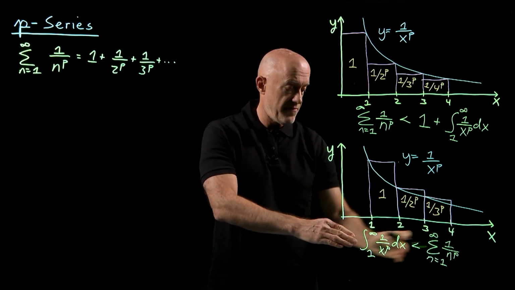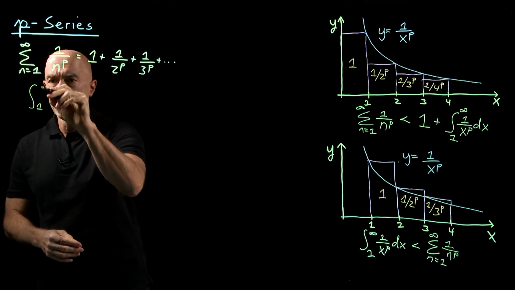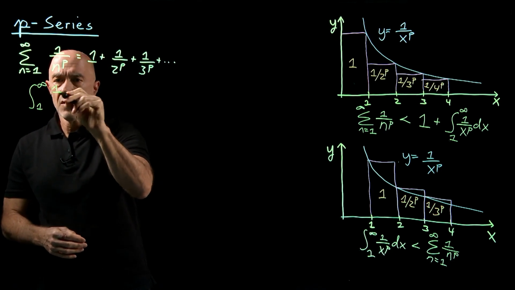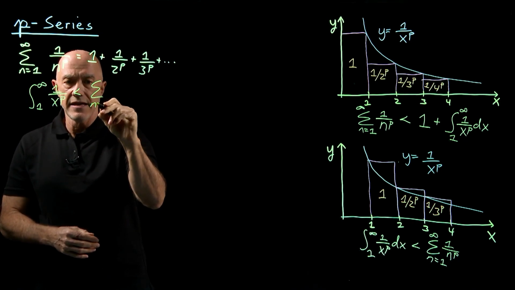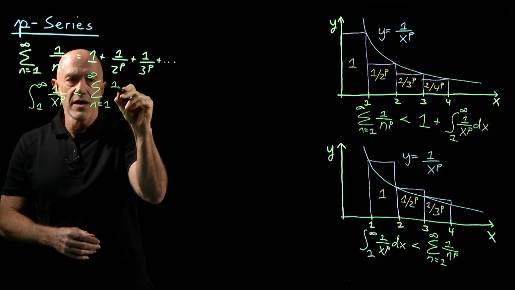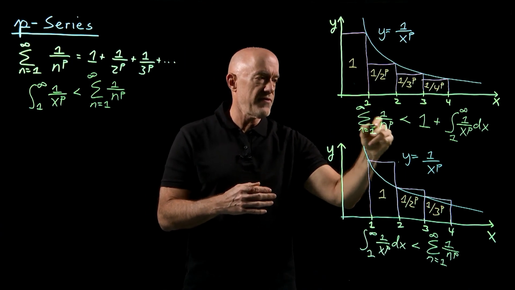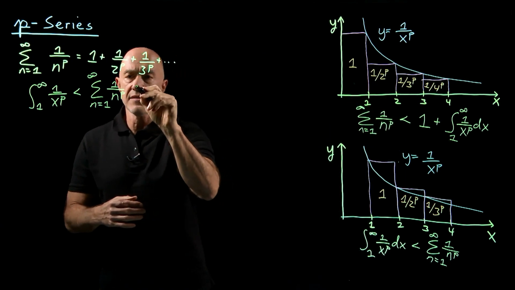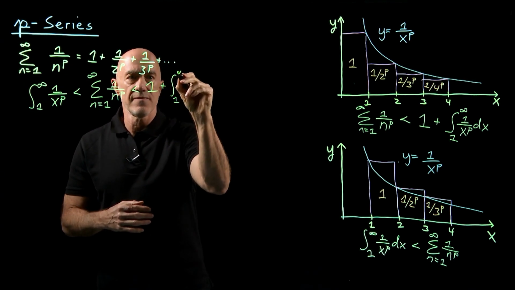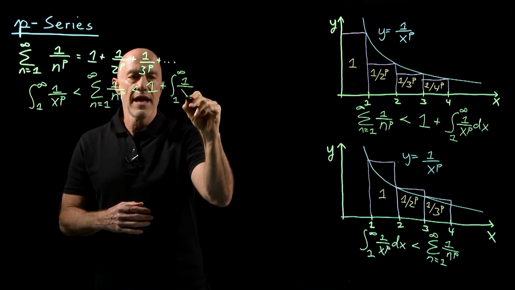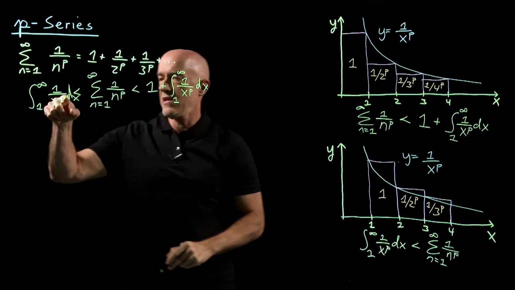If we start with the bottom one, we get the integral from 1 to infinity of 1 over x to the p is less than the P series, n equals 1 to infinity of 1 over n to the p. And then the sum from 1 to infinity of 1 over n to the p is less than, from the top inequality, 1 plus the integral from 1 to infinity of 1 over x to the p dx. You should never forget your dx in your integral.